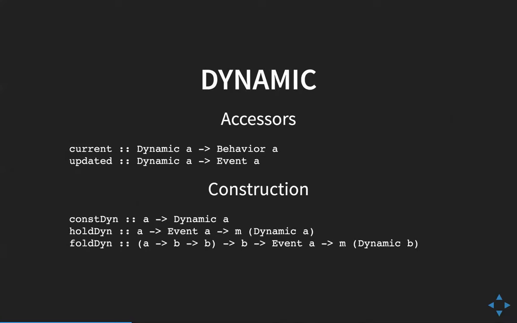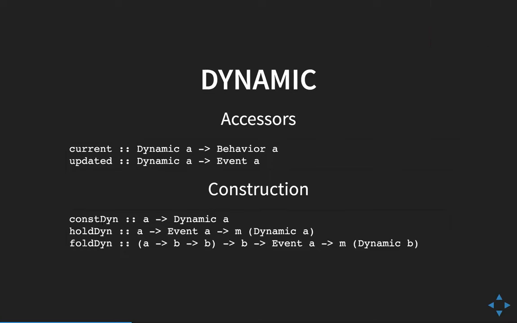Dynamic. We have current and updated, which are basically the accessor functions. I said that dynamic is a combination of a behavior and an event. Current gets the behavior out, and updated gets the event out. Constdyne allows you to specify a dynamic that has the same value for all of time. Fairly straightforward primitive.